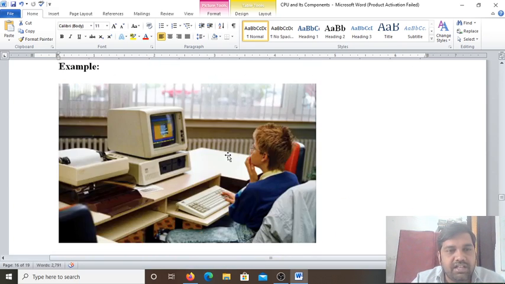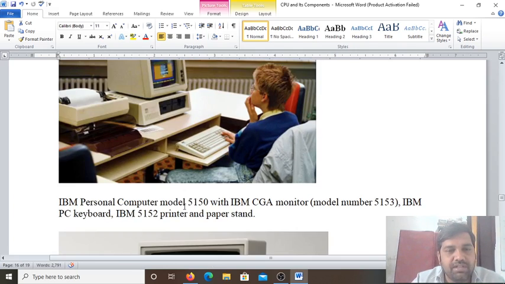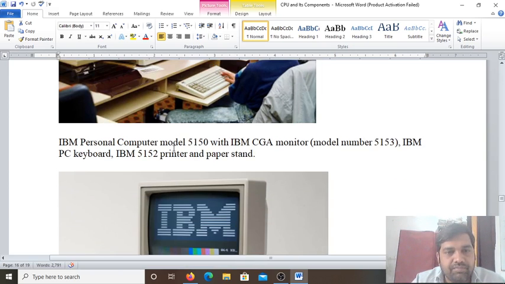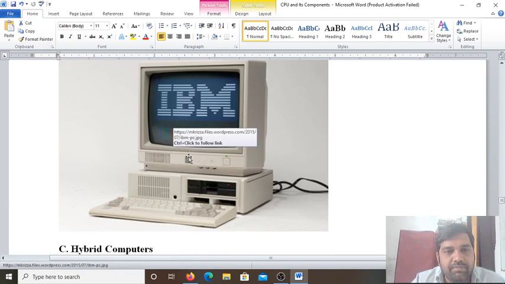Like this, you can see this is an IBM digital computer, IBM personal computer model 5150 with IBM CGA monitor, model number 5153, IBM PC keyboard, IBM 5152 printer and paper stand. This is the printer. Now, the IBM digital computer you can see.